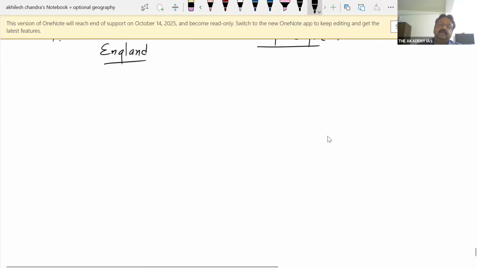Okay. Another example is a dike. Dikes are vertical solidification.